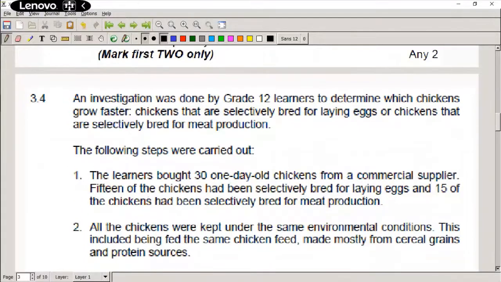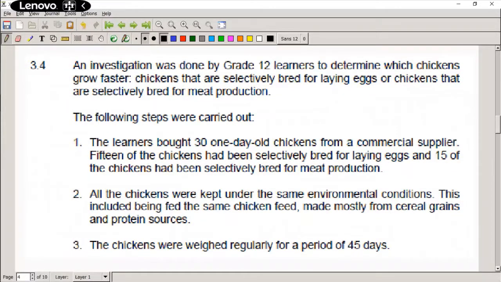Then, an investigation was done by grade 12 learners to determine which chickens grow faster. Now, you don't need to know anything about chickens. This is just an investigative question. They determine which chickens grow faster, chickens that are selectively bred for laying eggs, or chickens that are selectively bred for meat production. This has to do with selective human selection that we do, and this relates to a topic we're going to do at the end of the year on evolution, where we discuss selective breeding or natural selection and artificial selection.